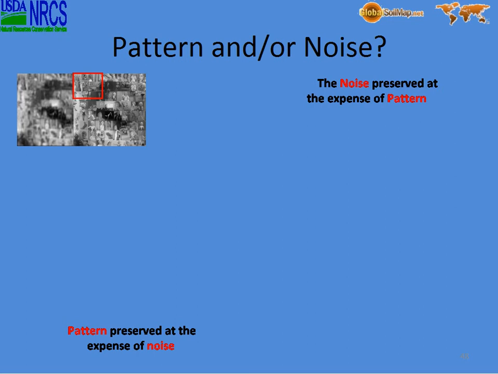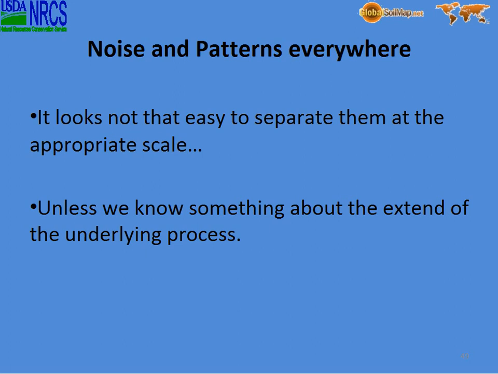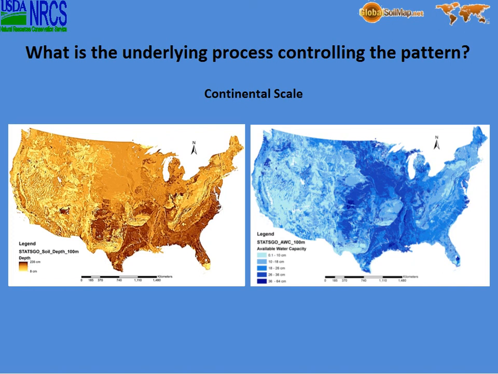So noise and patterns are everywhere, and it's not that easy to separate them at the appropriate scale, as I said, unless we know something about the extent of the underlying process. So in this case, what would be the underlying process controlling this pattern? You have the soil depth to the left and the AWC to the right. Would it be soil age, climate, or parent material?